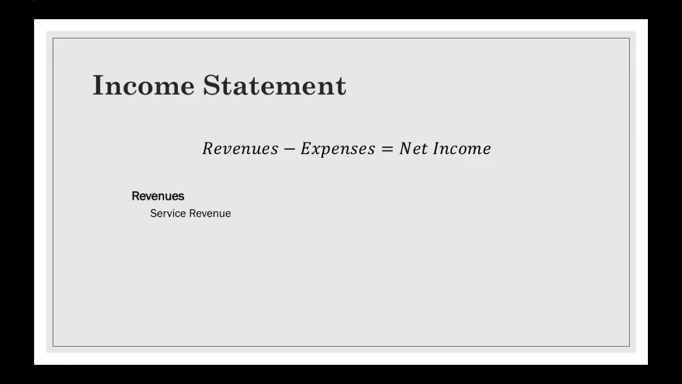First, you list out your revenues. So you might have service revenue as your one revenue. Then we want to list out our expenses. And let's say we have salaries, rent, and advertising expense. Then we'll take our revenues and subtract our expenses to find this net income.